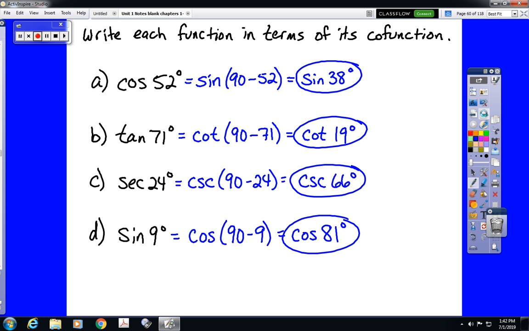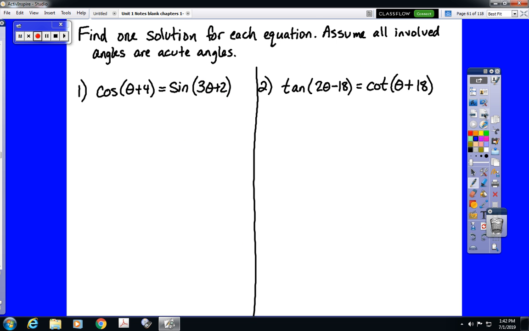All right. So then there's this other type of problem that this book enjoys to give us, and that is to, quote, find one solution when it decides to change the page. Find one solution for each equation. Come on, computer. It's really thinking hard about this, which worries me. There it goes. Find one solution for each equation. Assume all involved angles are acute angles.